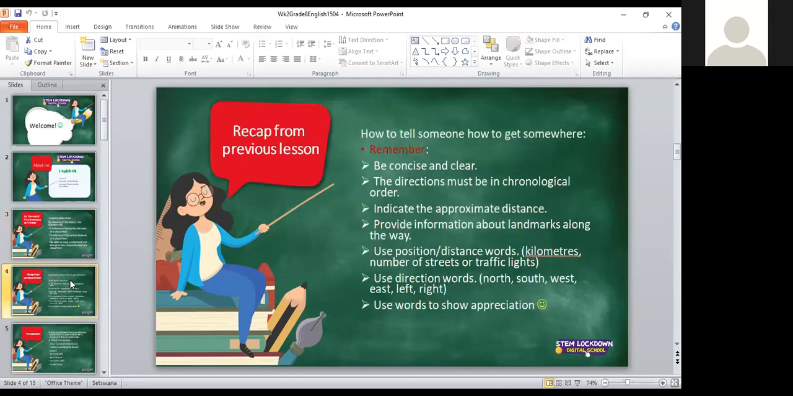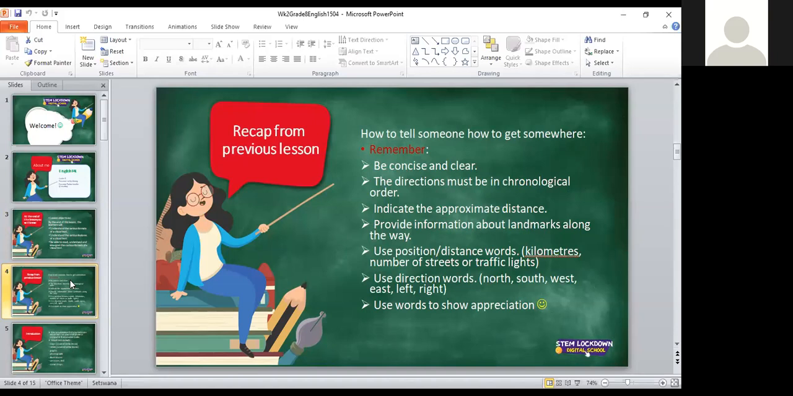Before we continue with today's lesson, let's recap from the previous lesson of yesterday. We were talking about how to tell somebody how to get somewhere. We were talking about giving directions. And those are the summaries, the 7 pointers. We said you be concise and clear. You give directions in a chronological order. You indicate the approximate distance. You provide information about the landmarks along the way, such as mountains, churches, monuments, and other landmarks.